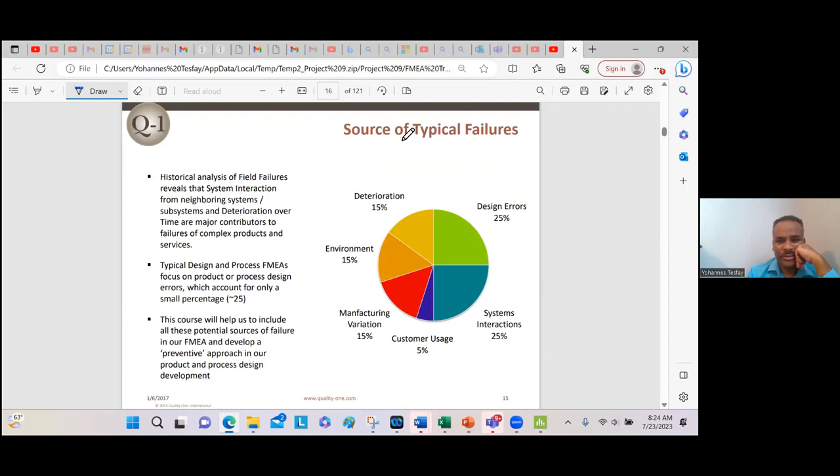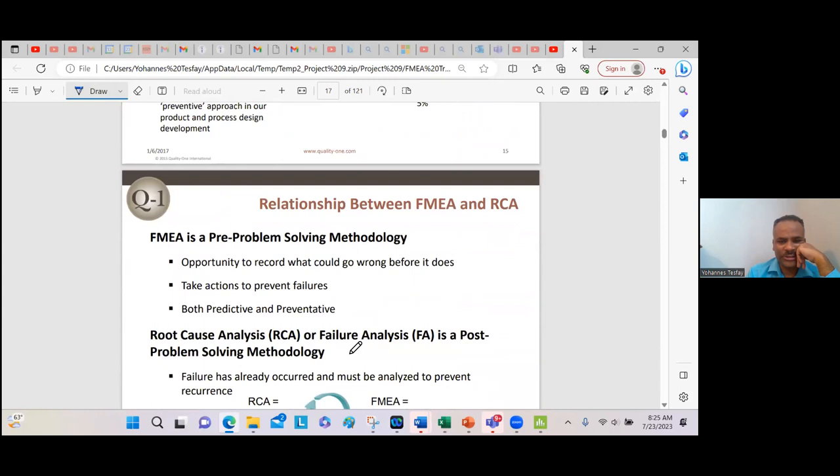So here, the source of typical failure. It's a kind of Pareto. How much is going to be what? Most of the design errors are going to be 25%, system interaction 25%, customer usage 5%, manufacturing variation 15%, or environment. Case in some kind of design, some kind of study, some kind of product.